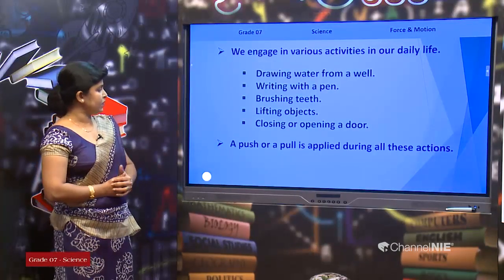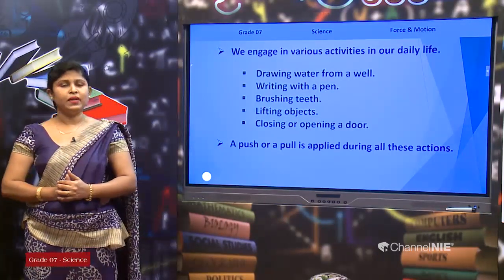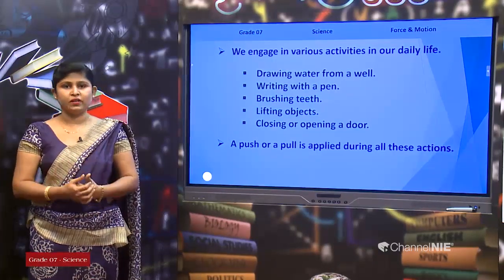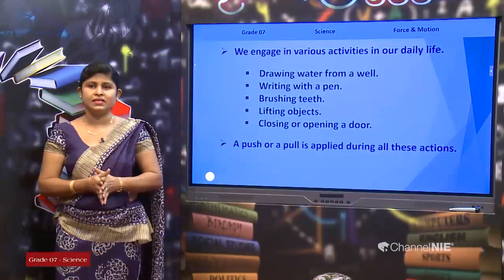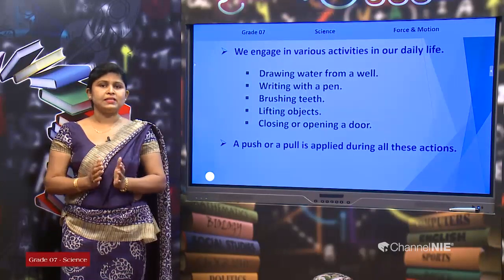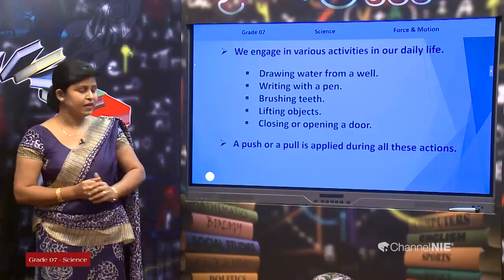In all these activities, a push or a pull is applied. Then you can understand that in all these activities, there is a pushing or pulling. A push or a pull is applied during all these activities. In my next activity, you must understand the difference between pushing and pulling, right? We will see.